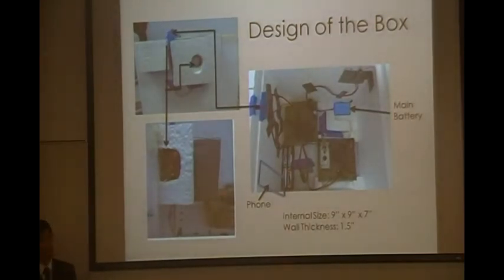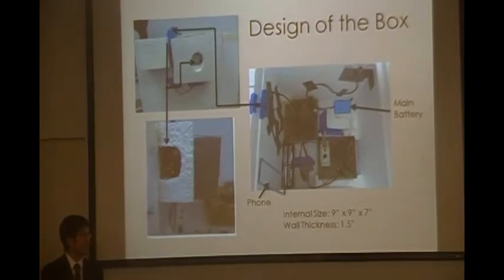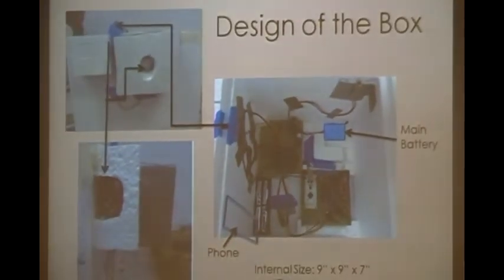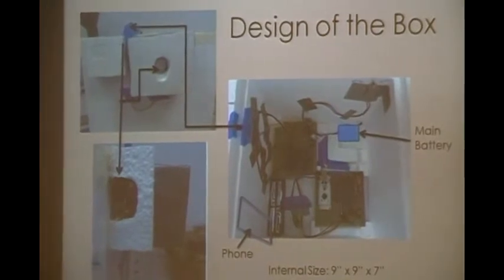And this is the design of the box. The internal size of the box is 9 by 9 by 7 inches, with a wall thickness of 1.5 inches. And that's the line coming out from the circuit to the outside, and that's the housing to hold the sensors, as Farhan said earlier.